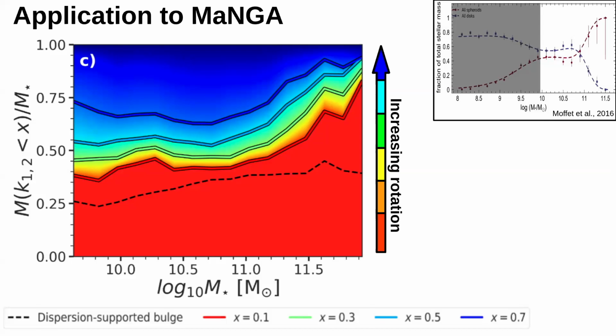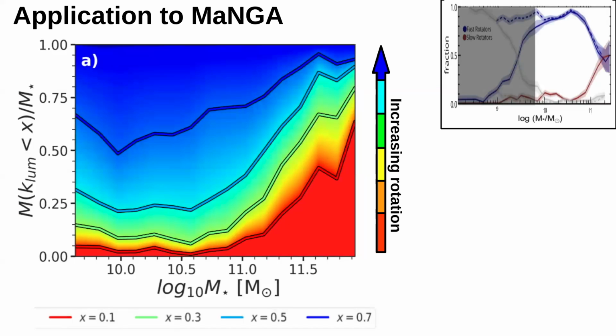We can do the same exercise by looking at the properties of the overall galaxy. Okay, and here we are looking at the luminosity-weighted kinematics. And what this diagram is telling you is basically that as you go up in the plot, you are including more and more mass in a fully rotationally supported system. Okay, a galaxy that you would call fully described.